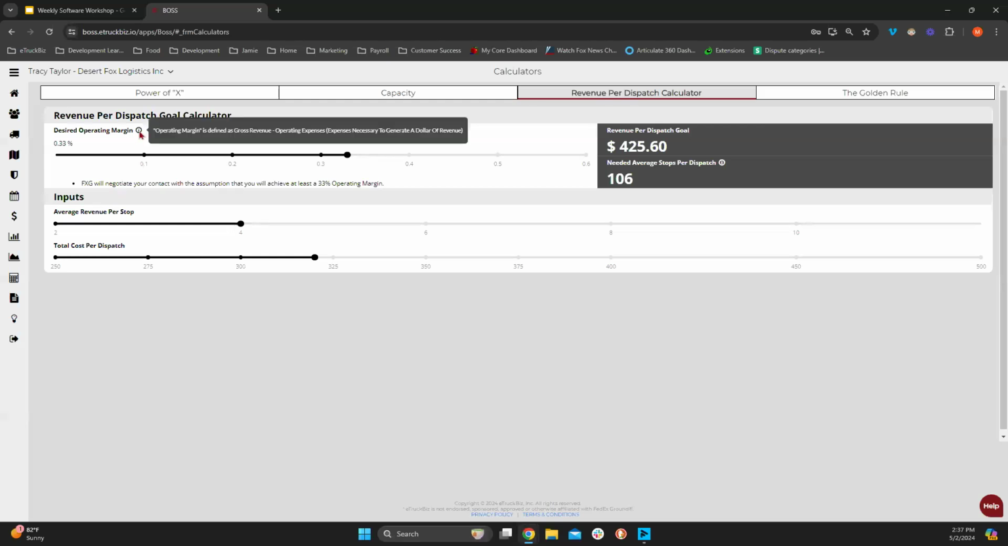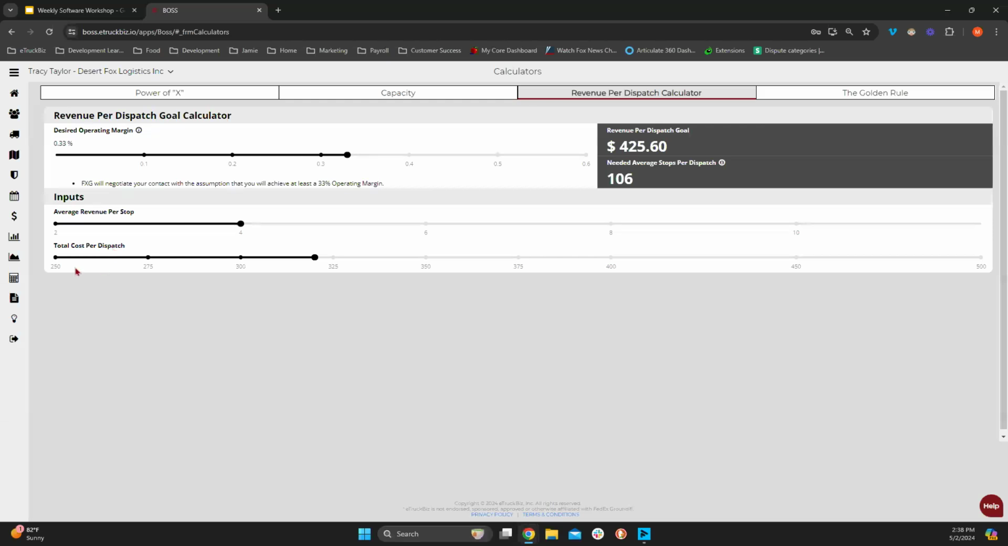So again, the desired operating margin. FedEx will negotiate your contract with the assumption that you'll achieve at least a 30% operating margin. That's their golden number. So this does default to 33%. We're going to leave it there for a minute, and then go down to the inputs. Your average revenue per stop, we've got it defaulted here to 4. Let's leave that there, and then we're going to mess with the total cost per dispatch.